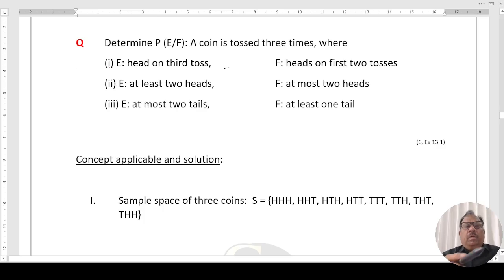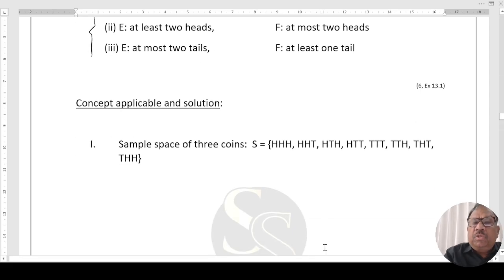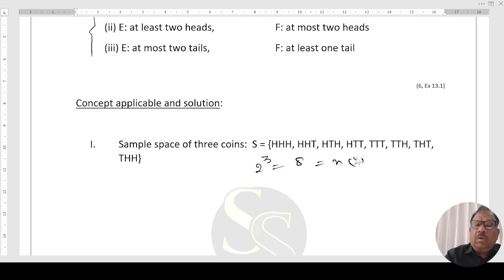Question is determine P(E/F) when a coin is tossed 3 times, where E is head on third toss, F is heads on first 2 tosses. We will discuss the question one by one part. Part 1. Sample space of those 3 coins is HHH, HHT, HTH, HTT, TTT, TTH, THT and THH. These are the 2 to the power 3, that is number of elements, that is N(S). Now make the sample space for event E.